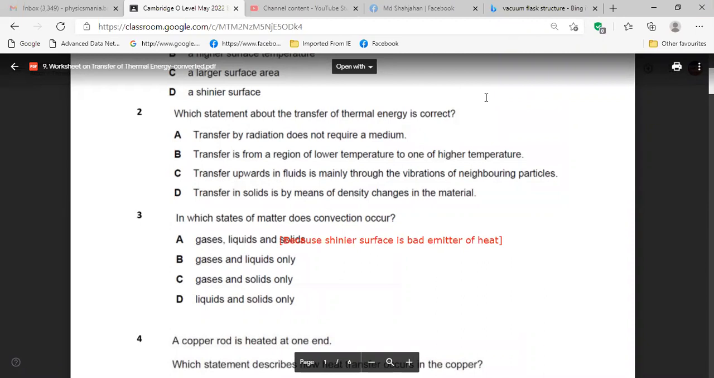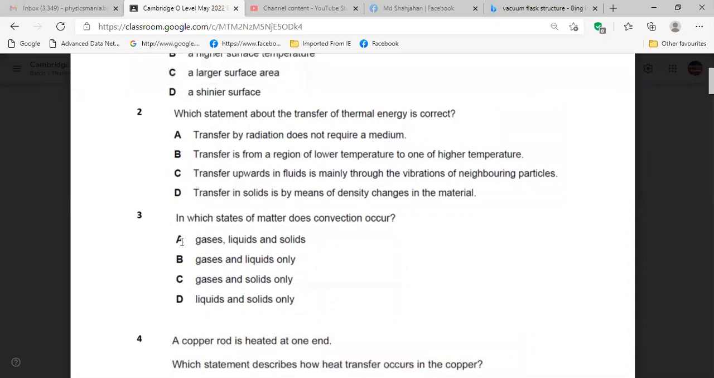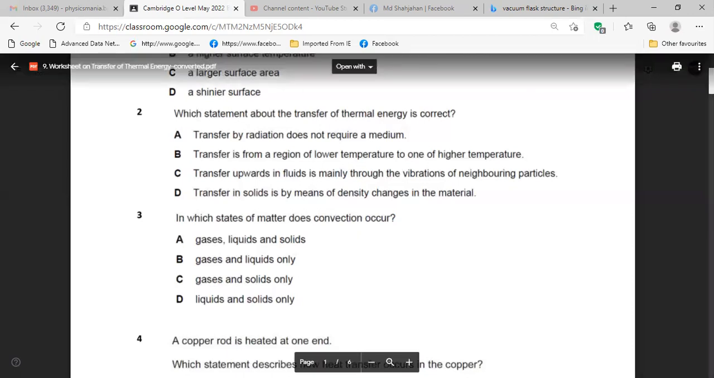Okay, so Farabi, question 3, please. In which states of matter does convection occur? Which one? Sir, gases and liquids only. Yes, convection occurs in fluids, right? If you see the definition of convection, it's written there that it occurs in fluids. Fluids means gases and liquids, right? B, sir.